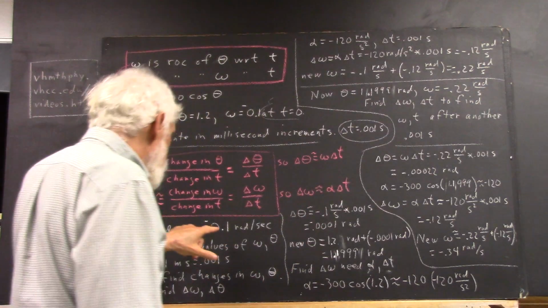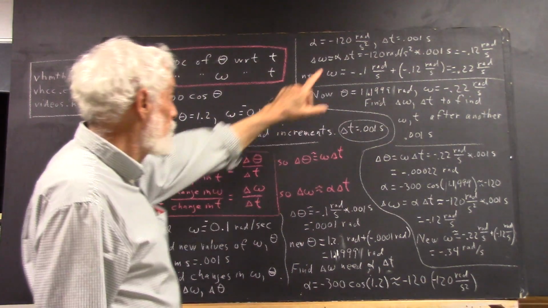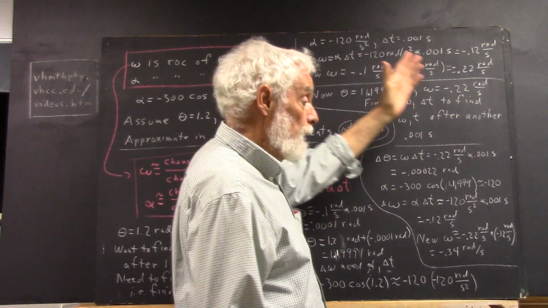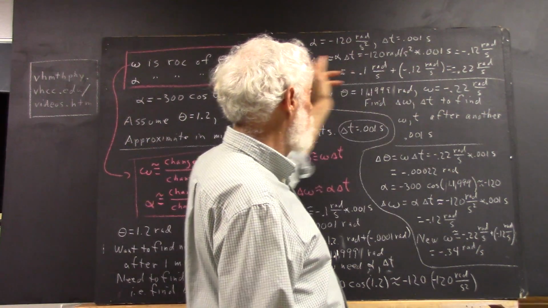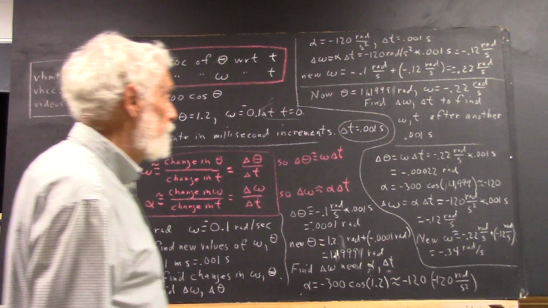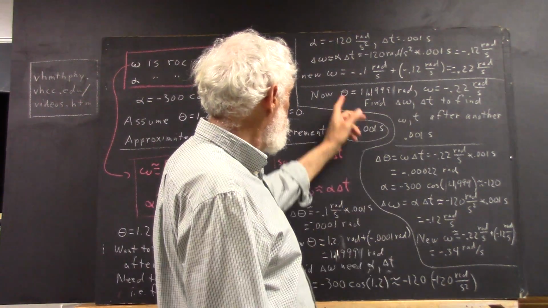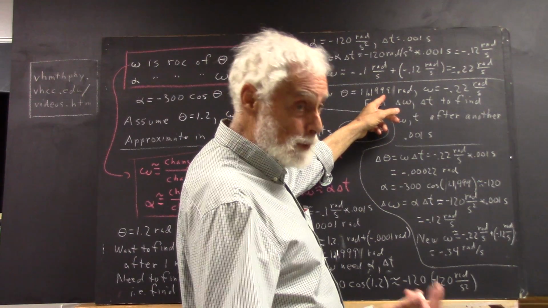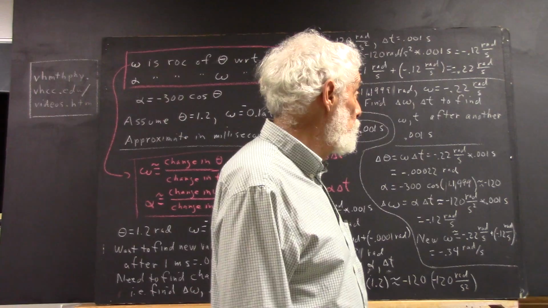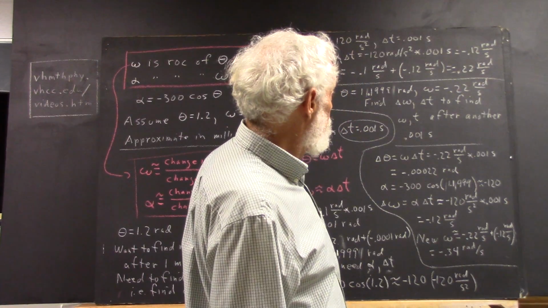We add that to this value of omega because that's the change in omega, and this is the value we started with. So we add the change to the initial value, and we get the final value, which is going to be negative 0.22 radians per second. So now theta is almost 1.2 radians, 1.1999 radians. Omega is negative 0.22 radians per second.